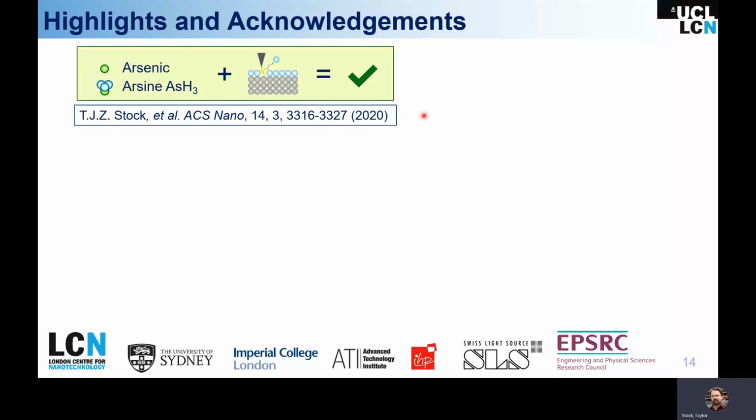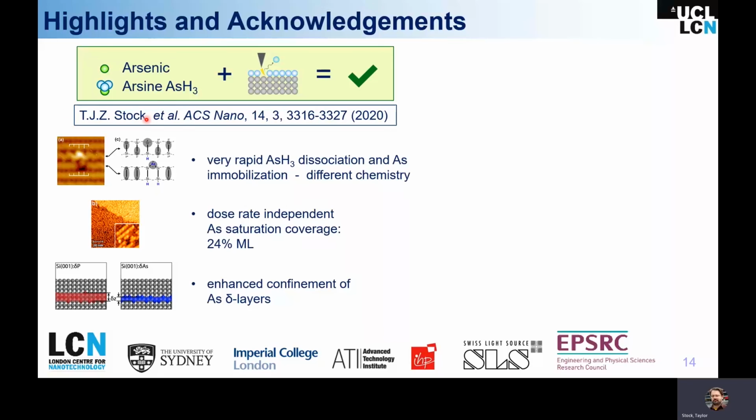Okay, so in summary, I've shown you that arsine and arsenic work with this STM fabrication procedure. Here's the paper if you want some more details. And the highlights are that the arsine is dissociating in this unique structure where the arsine is immobilized, and this results in a dose rate independent saturation coverage, and also the arsenic is more confined than the phosphorus.